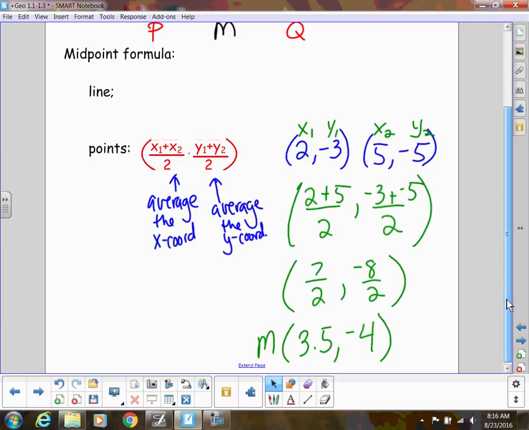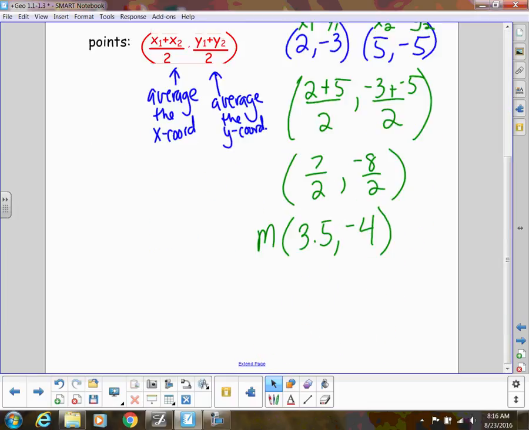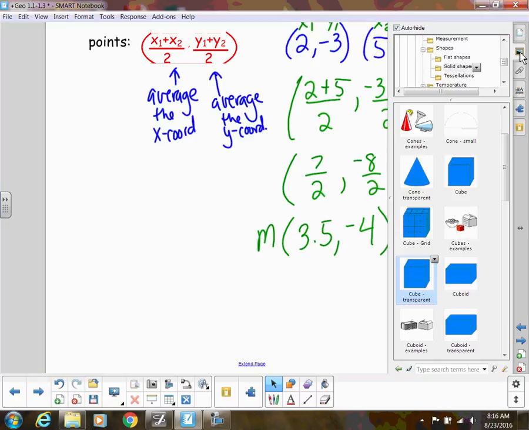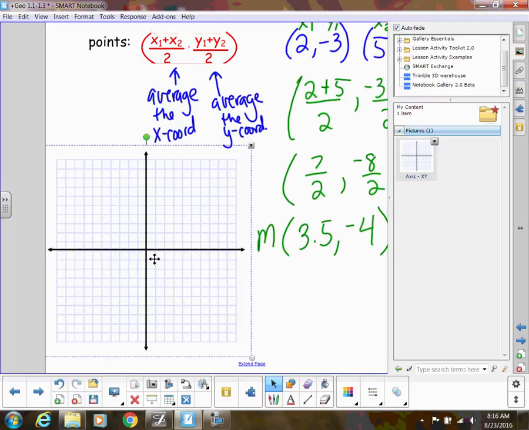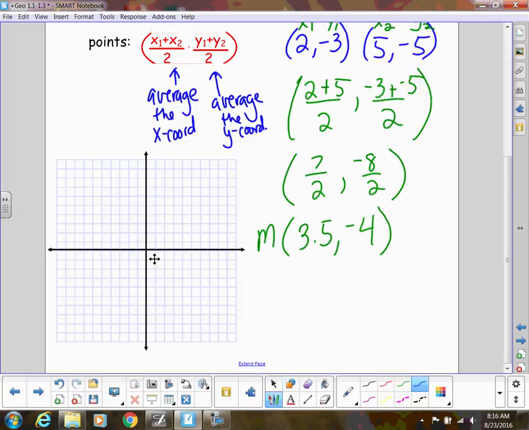Okay. Another way to think of this, I'm going to grab a grid from here. If I were to graph these points, 2, -3. Actually, I want to use different points. Let's say I have 1, -3. I want it to come out a little nicer. So I have the point 1, -3, 1, 2, 3, right there. And then I'm going to have 5, -5. 1, 2, 3, 4, 5.